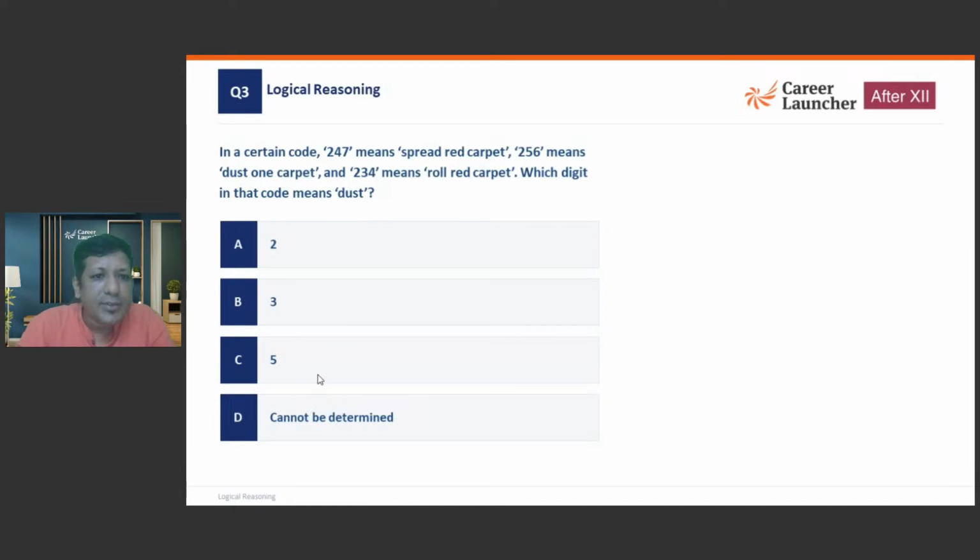So 247 means spread red carpet. Okay. So 247, I am looking for dust. Okay. Spread a red carpet, and 256 means dust one carpet. It means 2 directly represents carpet because carpet is common in both. So 2 goes for carpet. Okay. Now, dust one, it means either 5 or 6 should be my answer. So 2 is eliminated, this is eliminated.